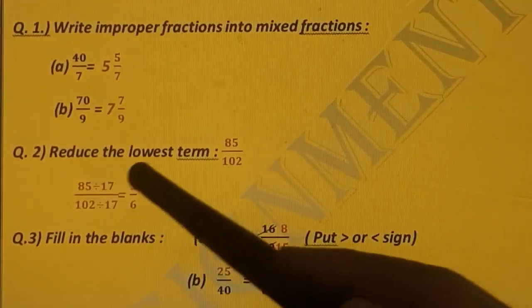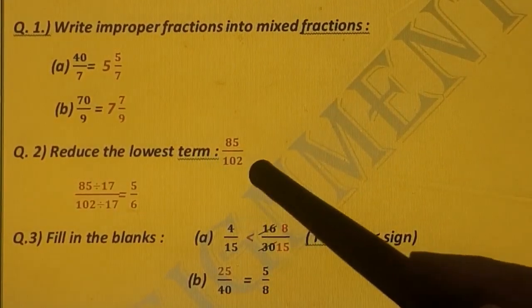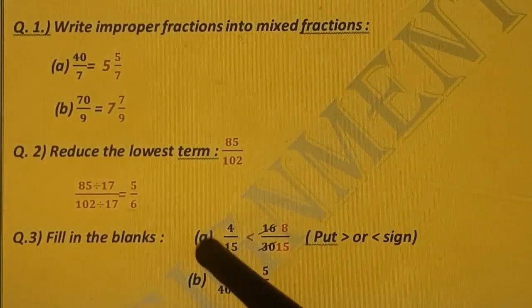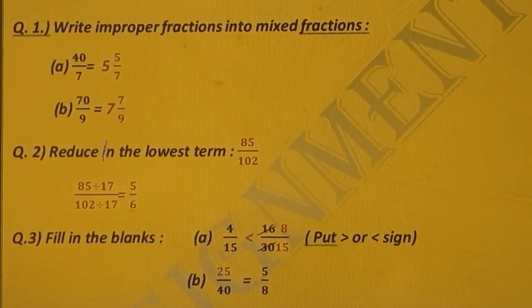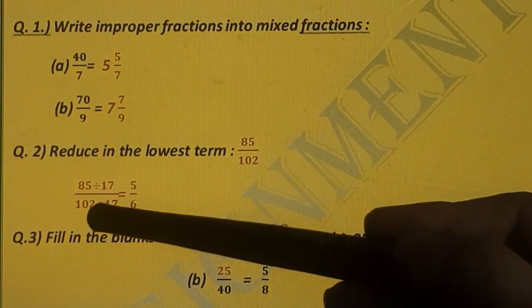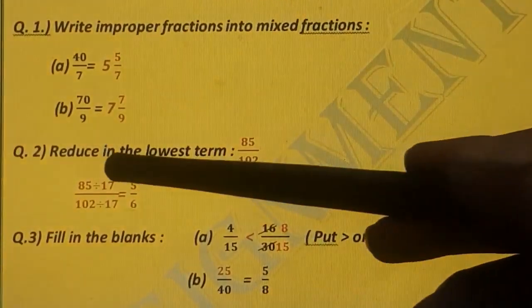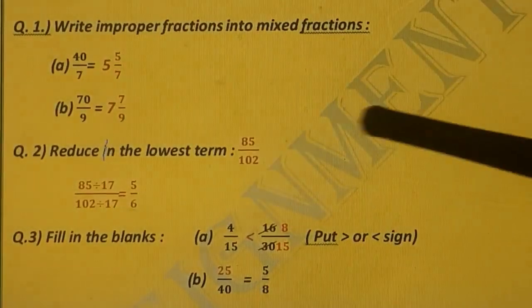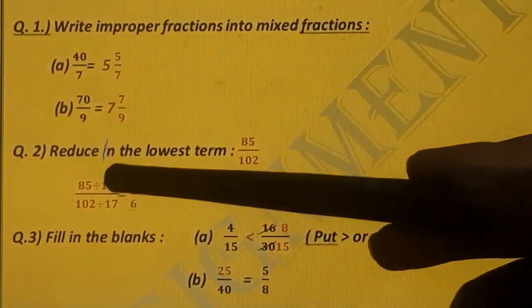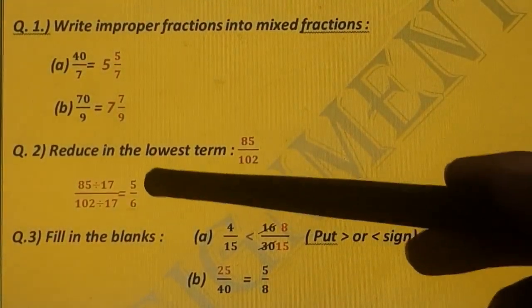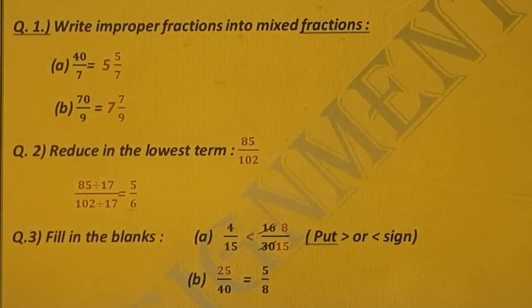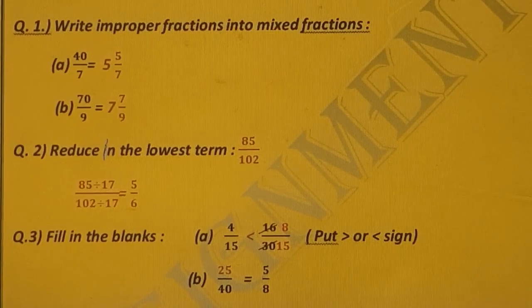Second question, reduce to the lowest terms 85 upon 102. So you know that 85 and 102 both come in the table of 17. So you will divide by 17, or you can do cancellation also. After dividing by 17, you will get your answer 5 upon 6, because 17 5s are 85, 17 6s are 102.